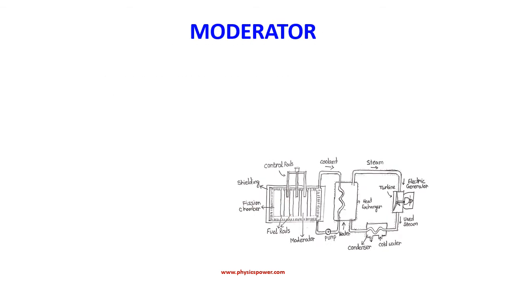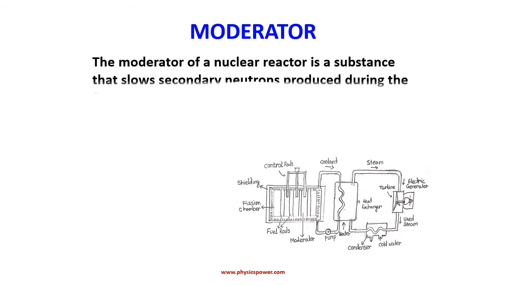Next one is the moderator. The moderator plays the major key role here. The moderator of a nuclear reactor is a substance that slows down the secondary neutrons. Primary neutron means whatever we are using to initiate the reaction, that we call a primary neutron. But in this nuclear fission reaction, for each reaction you will get 3 more neutrons. It is a chain reaction. If you start the reaction with 1 neutron, you will get 3 neutrons. Like that, continuously the number of neutrons increases. That is why the number of nuclear fission reactions increases.